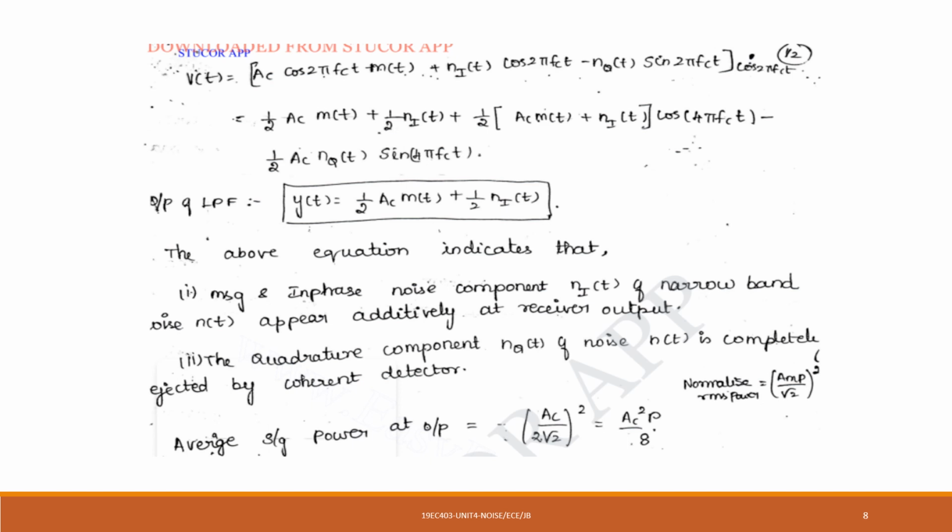So this y of t, this equation gives the output of our low-pass filter where we get the received signal. And from this equation, we learn that the message and the in-phase noise component appear additively at the receiver end. This is the in-phase noise component and this is your message component. The quadrature component is completely eliminated by our coherent detector. So the output of my double sideband suppressed carrier AM receiver has the message component added along with the in-phase noise component.